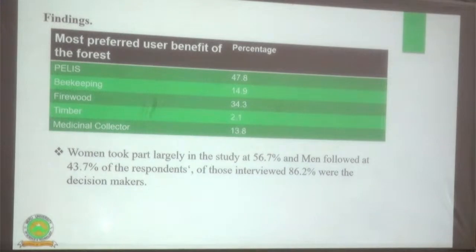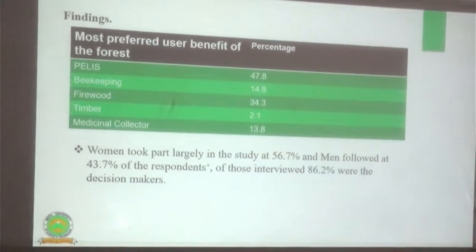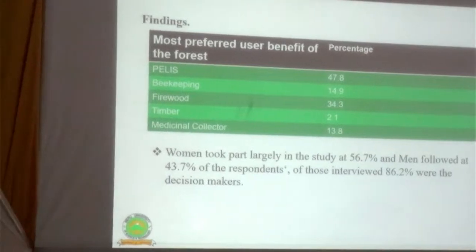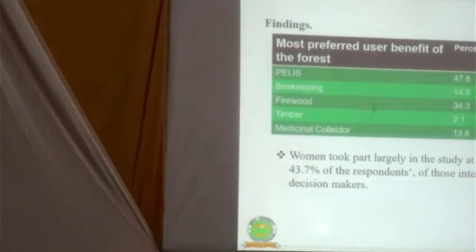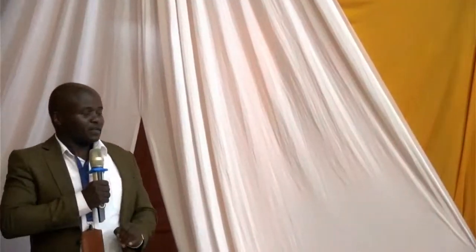In terms of those that took part in my study, women took part largely at 56.7%, and men followed at 43.7% of the respondents interviewed, whereas 86.2% were the decision makers, and we were interested in finding the decision makers in the family, so that at least we can know if they qualify enough to give us the opinion, because you cannot form an opinion if you are not a key decision maker.